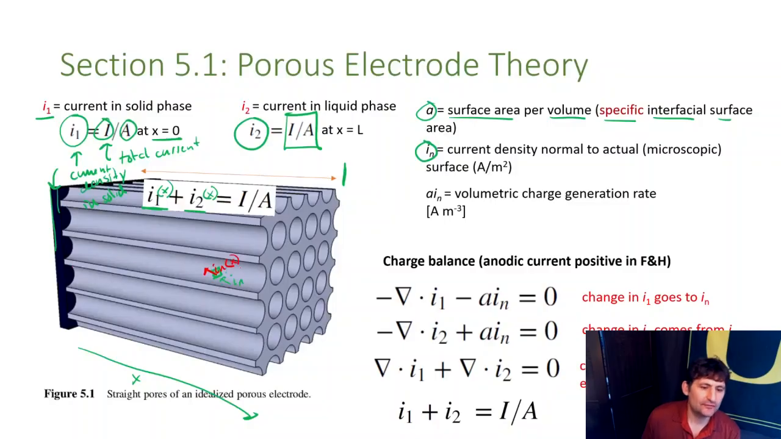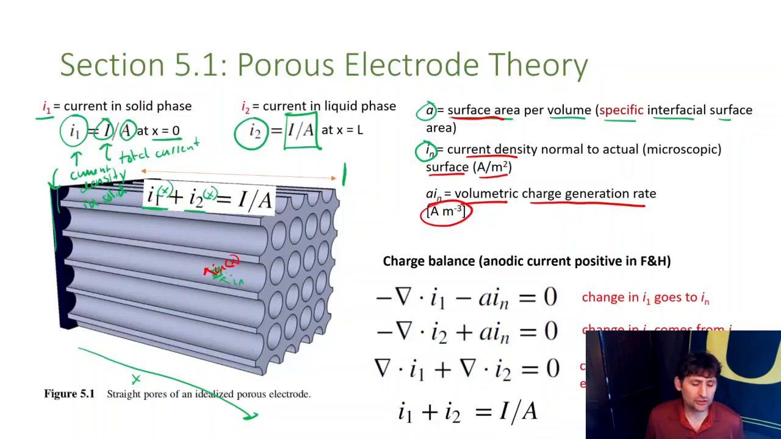So IN is really a Faradaic current that's occurring, in our example, taking O to R, but it could be any type of electrochemical surface interfacial charge transfer. Usually we're going to use units of amps per meter squared. So if I take the product of the surface area per volume with the current density per surface area, I get something called the volumetric charge generation rate. This is how much Faradaic current is getting passed per volume of the porous electrode.